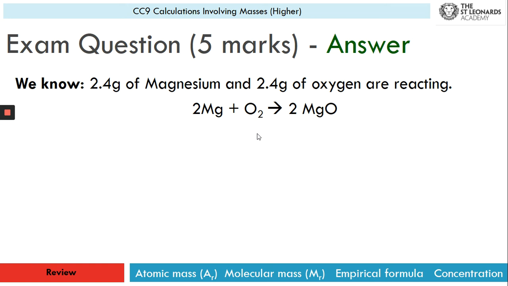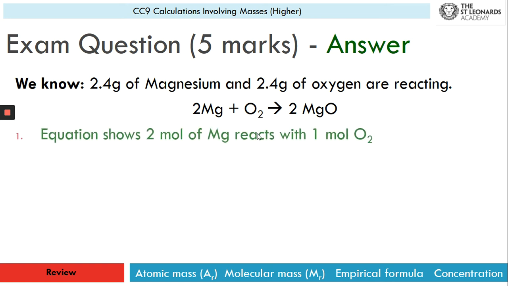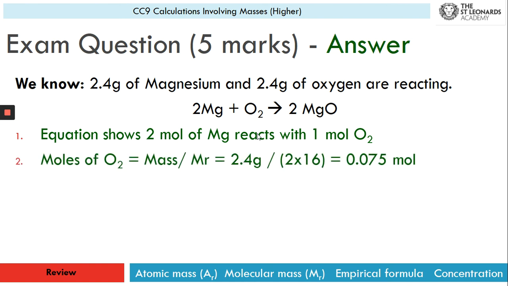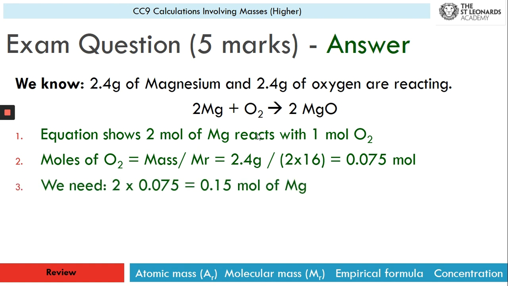Okay, so we know that 2.4 grams of magnesium and 2.4 grams of oxygen are reacting, and we've got the formula there. So 2 magnesiums plus 1 O2 molecule gives us 2 MgO. That means we've got a ratio of 2 to 1. So 2 moles of magnesium will react with 1 mole of oxygen. So we work out the moles of oxygen, which equals 2.4 divided by 32, which equals 0.075. We need 2 lots of that, which will be 0.15 moles of magnesium.